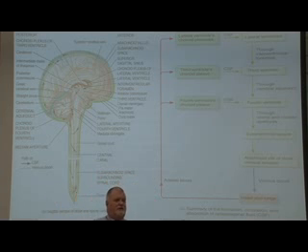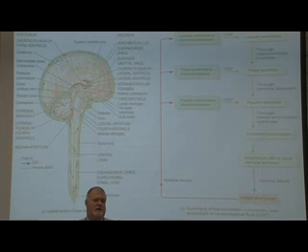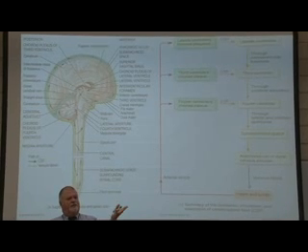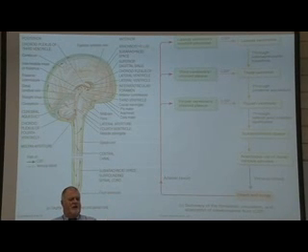And then the fluid that's produced in the third ventricle and all the fluid that was produced in the lateral ventricles has to exit the third ventricle and go into the fourth ventricle via the cerebral aqueduct. And then fluid is also produced in the fourth ventricle. So fluid from both lateral ventricles, fluid from the third ventricle, fluid from the fourth ventricle, exits the fourth ventricle via the median aperture and the two lateral apertures.